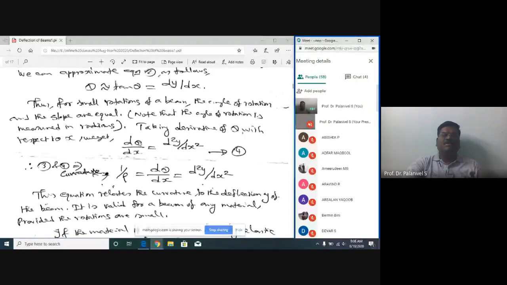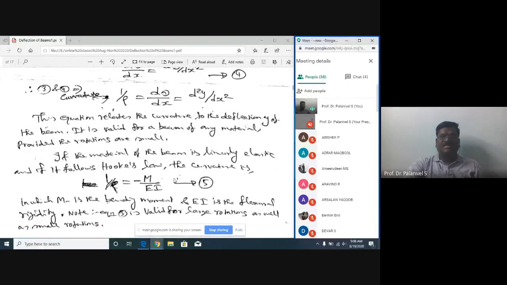So theta, the angle of rotation, is equal to the slope dy by dx. If I take the derivative of the angle of rotation d theta by dx with respect to x, I am getting d square y by dx square. Therefore, equations 3 and 4 imply curvature 1 by rho is nothing but d theta by dx equal to d square y by dx square. Same thing, I have written here. So the curvature is d square y by dx square.